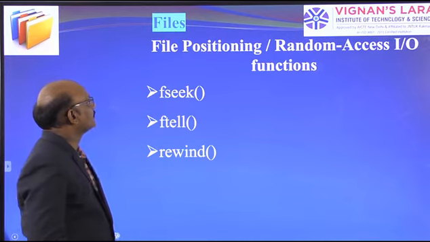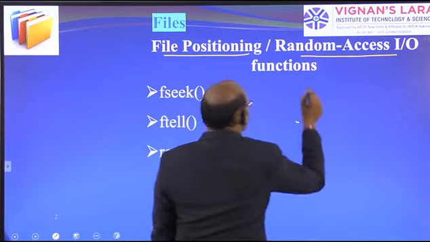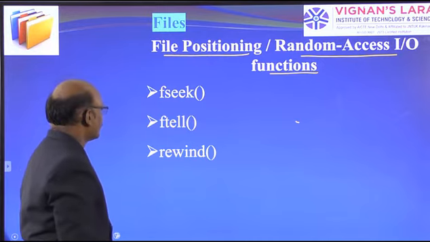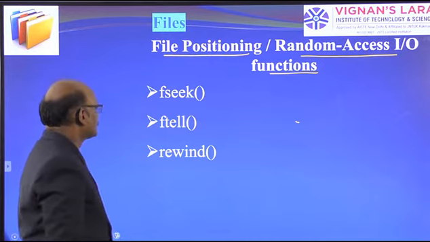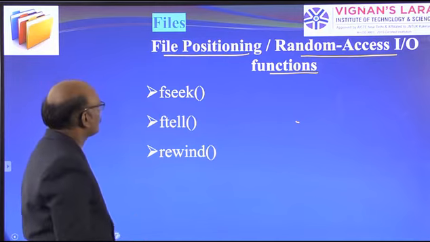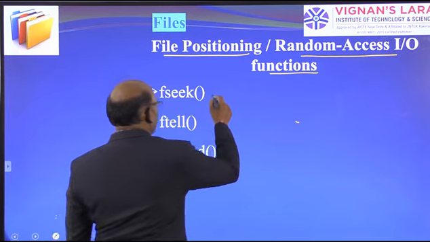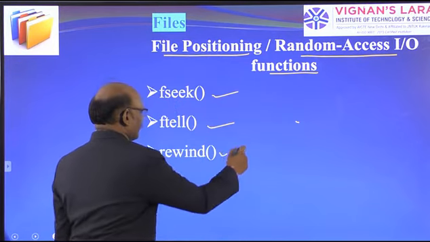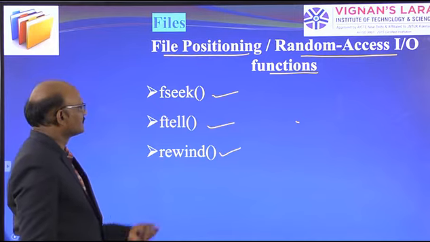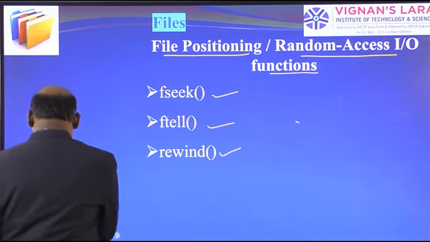In this session we are going to discuss file positioning or random access IO functions. There are three functions predefined in C language to perform random access IO operations on files. They are fseek, ftell, and rewind. These three are the random access IO file functions.